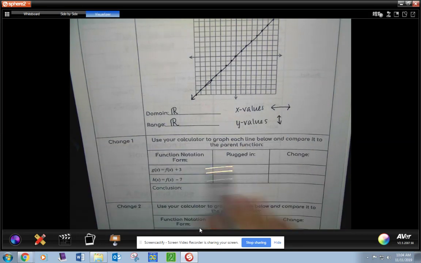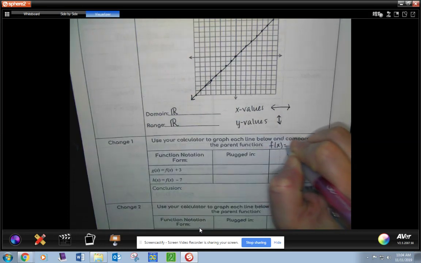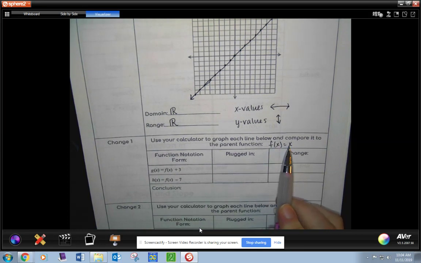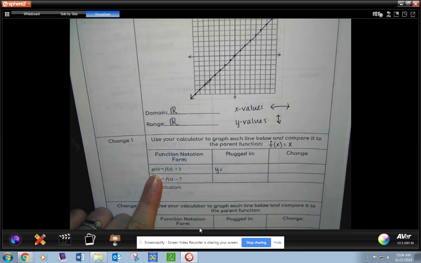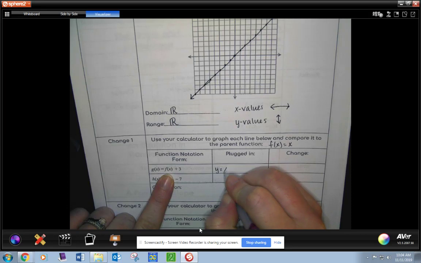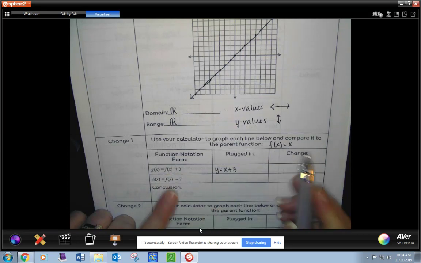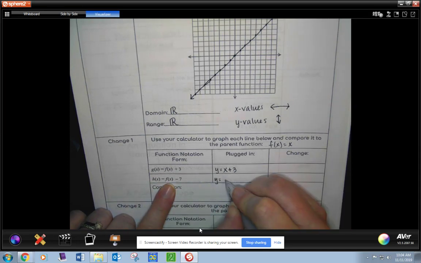Okay, first thing I'm going to do is the plugged in form. This is the function notation form. We're going to convert it to y equals because y equals is way easier to work with. They gave us that f of x equals x. So anytime you see f of x, replace it with x. Now, we're going to convert g of x to y. So we're going to put y equals x plus 3, because f of x equals x. And then we're going to come down here. h of x is going to be y equals, instead of f of x, we're going to put x minus 7.